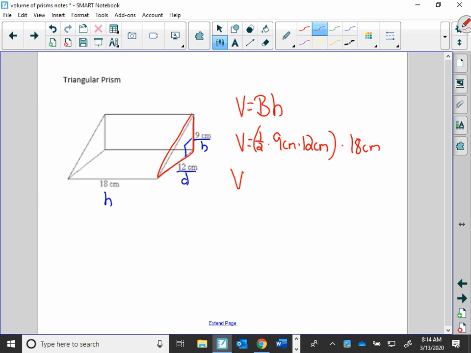Get out the calculator. 9 times 12 divided by 2 times 18 is going to give you a volume of 972 centimeters cubed. Now, that is how you find volume of prisms, whether it's a cube, triangular prism, or a rectangular prism. You're going to use that formula and just multiply straight across.